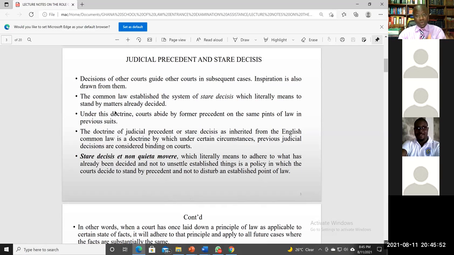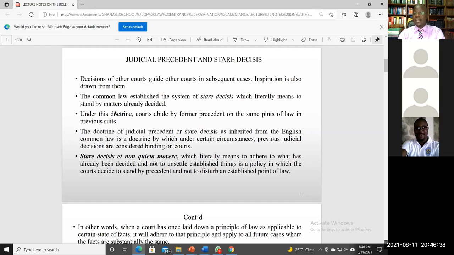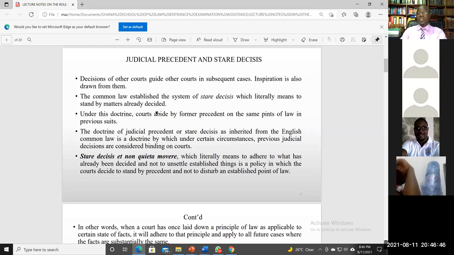And as we know, it's quite common that very central to the common law tradition, which developed with the Norman Conquest of 1066 in England and Wales, which eventually spread through the colonial ambition of Great Britain in the various colonies, and gradually also got to our part of the world, is judicial precedent. Stare decisis et non quieta movere, meaning literally that you have to adhere to what has already been decided and not unsettle established things. And that is the policy which underpins judicial precedent, that where a matter has been decided, then the court should stand by that. The court should not ignore that which has been resolved already.